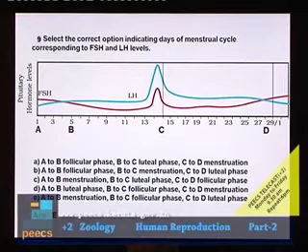Now here we have the last question of this session. Select the correct option indicating days of the menstrual cycle corresponding to FSH and LH levels. In this diagram you can see the different events are shown. What is A to B? Is it follicular phase? No. Yes, it is menstrual phase. From B to C, what is that? It is follicular phase, and from C to D, that is luteal phase. So it is very clear from the diagram. Our answer will be option E here. A to B menstruation, B to C follicular phase, and C to D luteal phase.